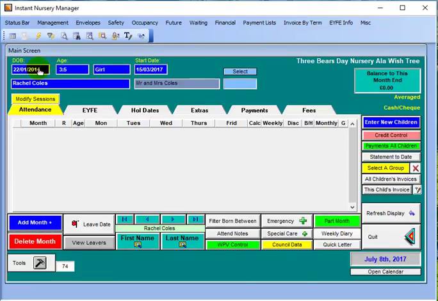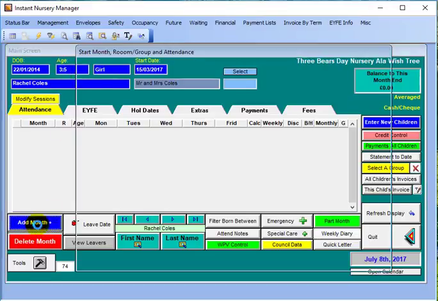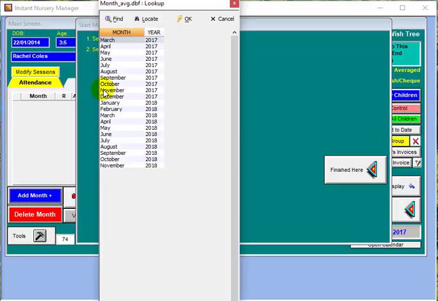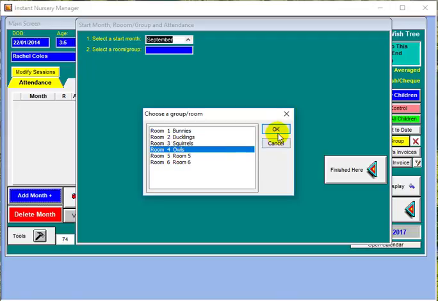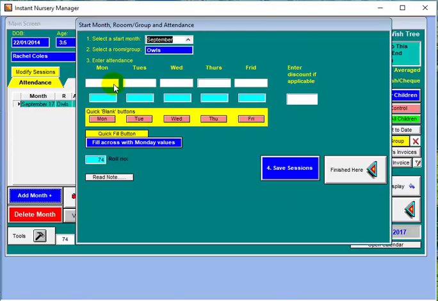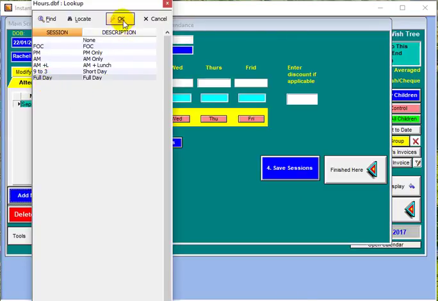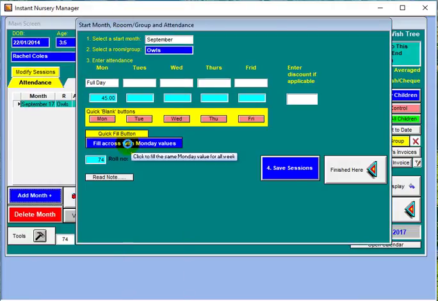So here we are, focused on Rachel Coles. Rachel's 3.5 years of age, so she will most likely be claiming the early years free entitlement. So let's just add some bookings for this example. We say that Rachel attends a full day, 5 days a week.